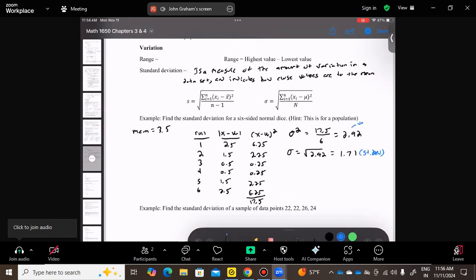So again, this is your variance. Variance describes the variation.